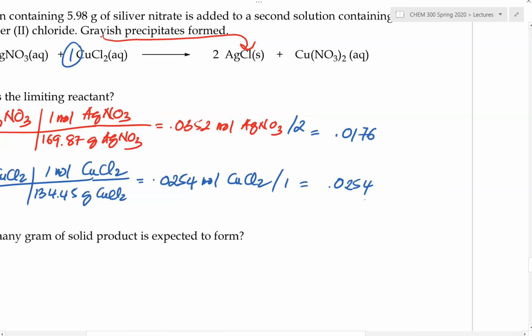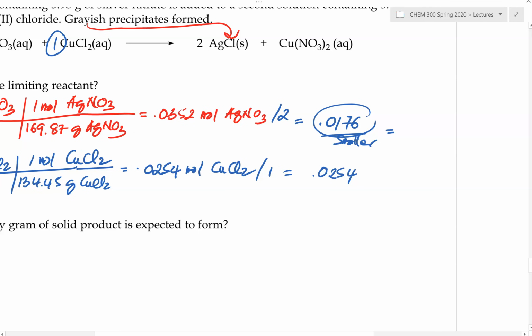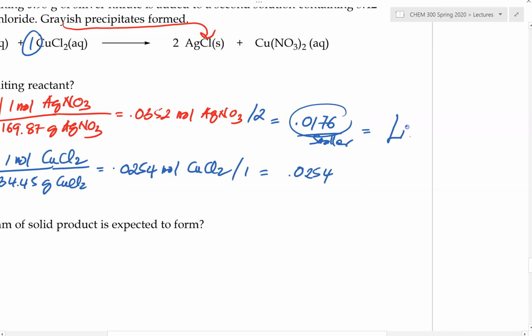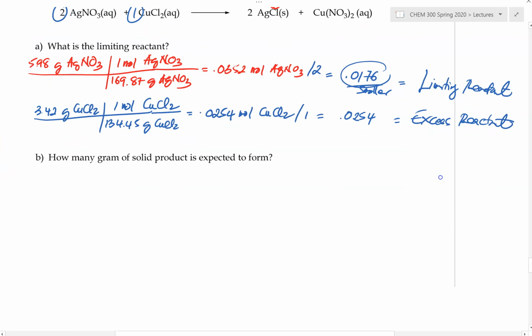So here in this case, we will then see this is the smaller amount. So after the division, whichever value is now smaller, that will tell us that that will be the limiting reactant. So now because this has a smaller value, we now know that the silver nitrate is our limiting reactant. And that means that the copper 2 chloride would then be the excess reactant. So that's how we'll be able to answer that question right there.